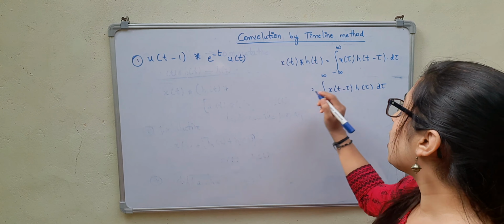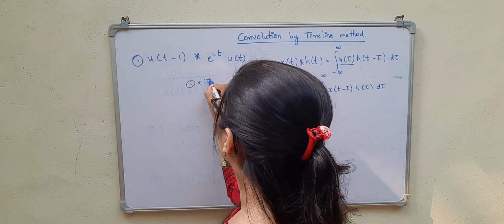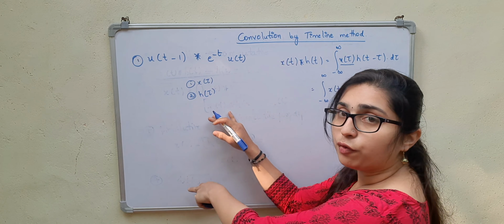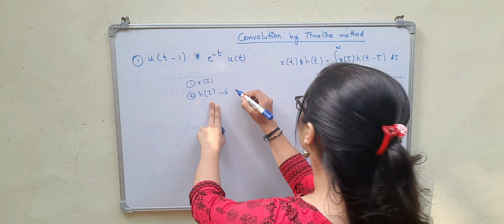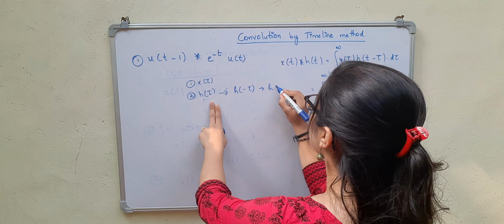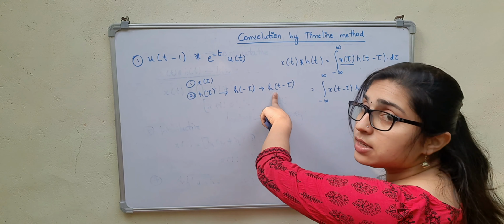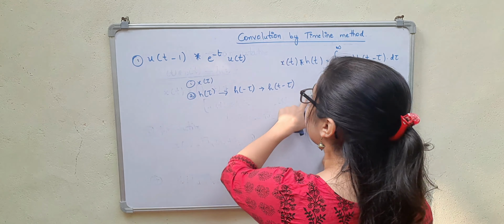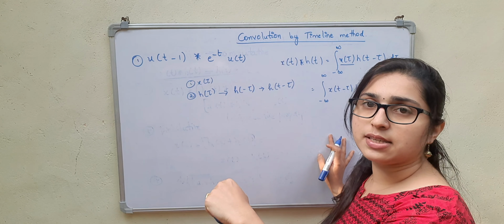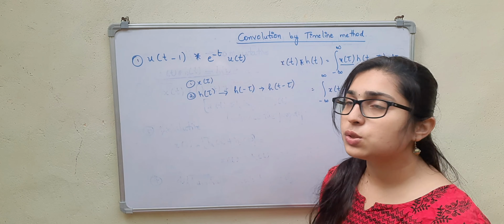For that, first you have to find x of tau, then find h of tau, and then flip it, that is h of minus tau. Then you have to do the time shifting, so finally you get h of t minus tau. After finding all this, we will plot it on the tau axis, which is the time axis, and then try to find the convolution of these two signals.